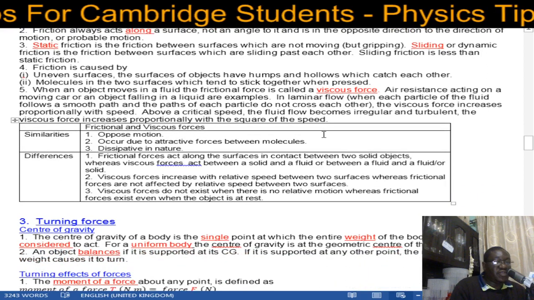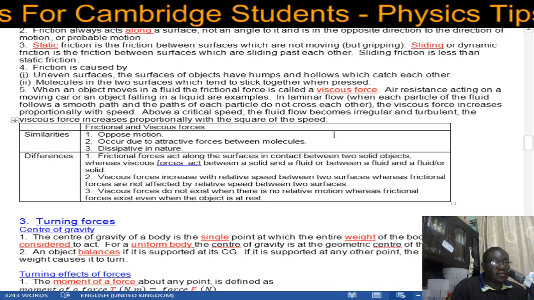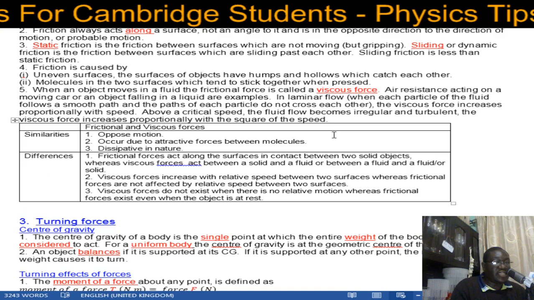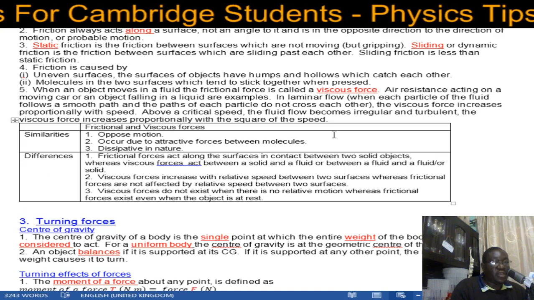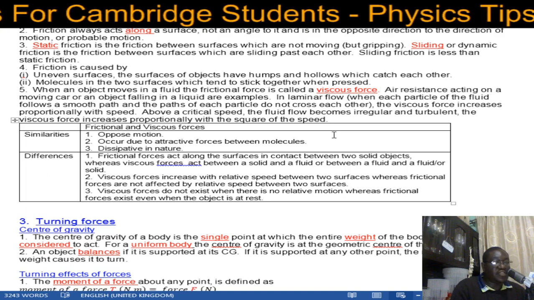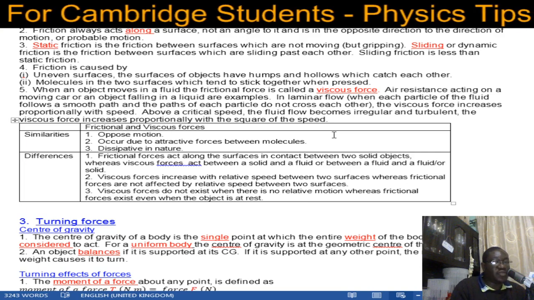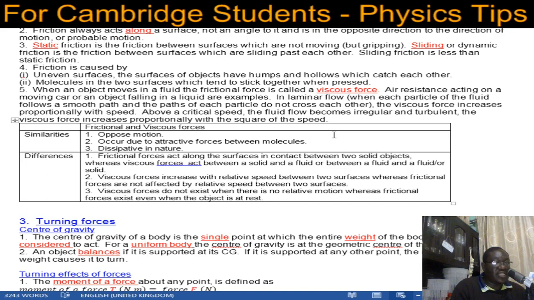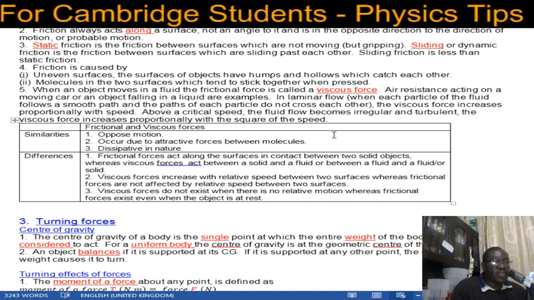Similarities between frictional force and viscous forces. Both oppose motion, both occur due to attractive forces between molecules, and both are dissipative in nature. The differences between frictional forces and viscous forces. Frictional forces act along the surface in contact between the two objects, whereas viscous forces act between a solid and a fluid, or between a fluid and a fluid, or solid.